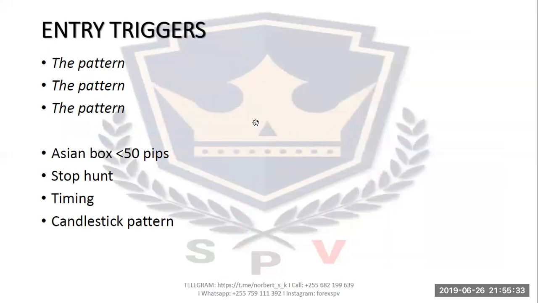Our main entry trigger is the pattern. So the pattern is important. The pattern, the pattern, the pattern. It's very important. Another thing is that the accumulation stage, the Asian box, should be less than 50 ticks for a good trade during the session. And I advise you to take a trade after you see a visible stop hunt.